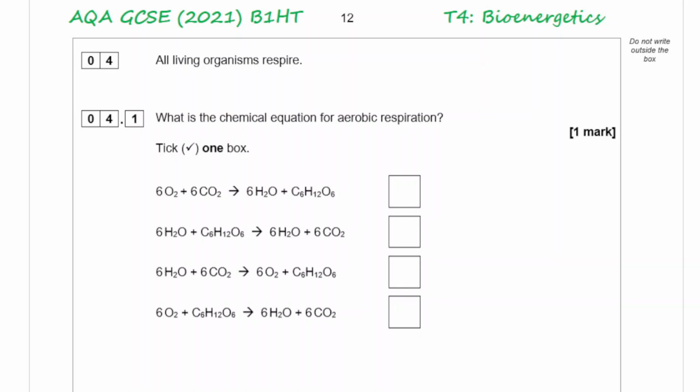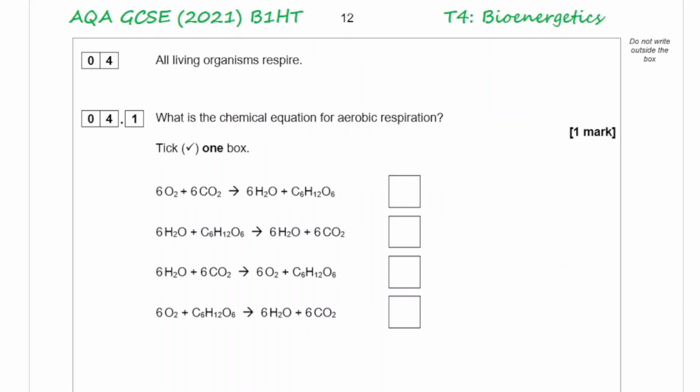In this video, I'm going to go through the AQA Biology Paper 1 Higher Tier from 2021. Question number 4 is on the topic of bioenergetics. All living organisms respire. What is the chemical equation for aerobic respiration?